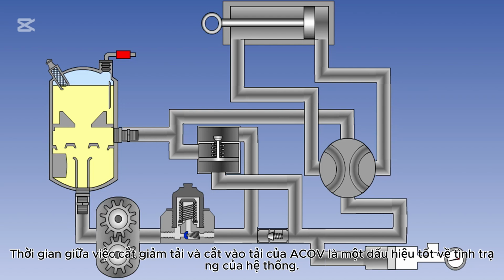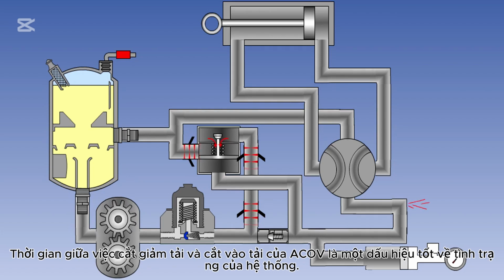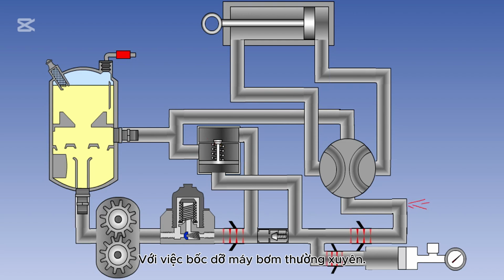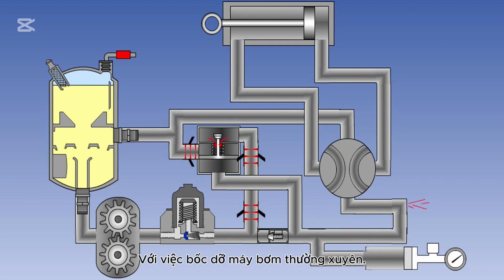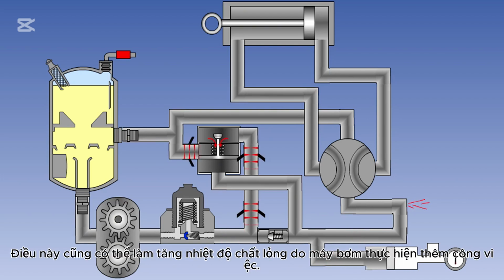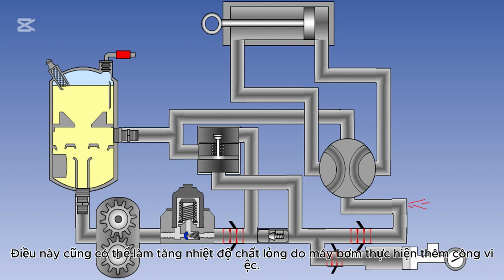The time between cut-out, offload, and cut-in, onload of the ACOV is a good indication of the condition of the system. External leakage will cause a reduction in the operating period, with frequent loading and unloading of the pump. Internal leakage, usually caused by a piston seal failure, will similarly cause frequent loading and unloading of the pump. This could also cause an increase in fluid temperature due to the extra work being done by the pump.